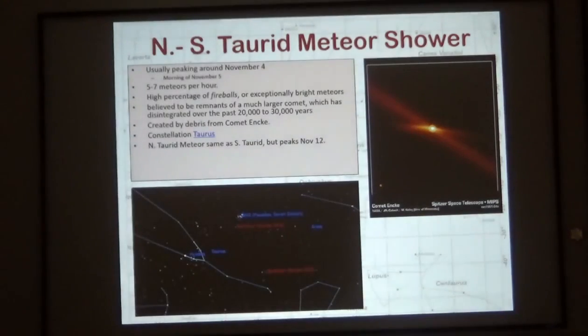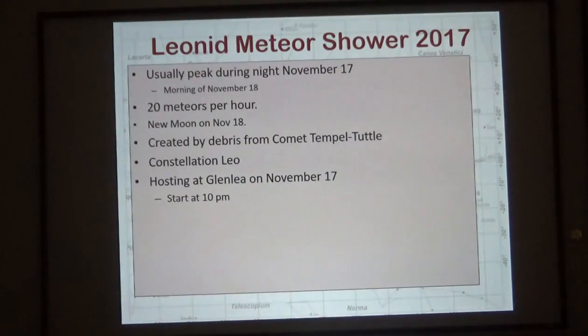Okay, the north and south meteor shower here, just to give you an example. The only really good thing about this meteor shower is the fireballs. It's only going to have 5 to 7 meteors per hour. But one of the best things about it is that it's supposed to have really big fireballs. That's more unique to it than any other meteor shower. Again, the nice thing about it is it's close to the new moon on the 18th.